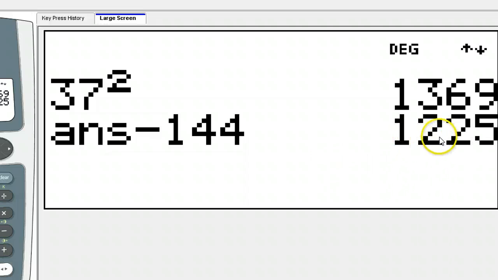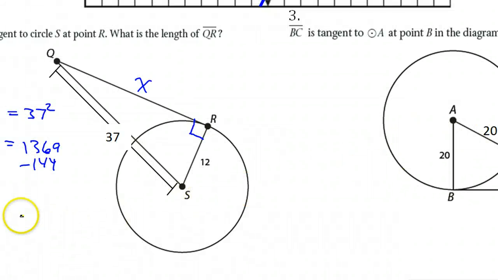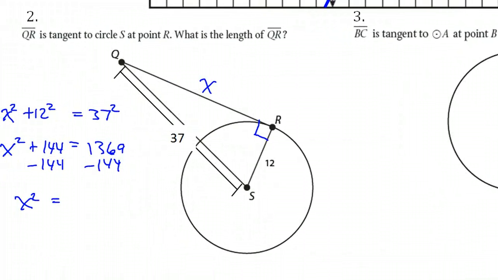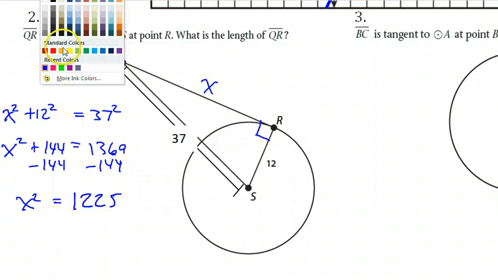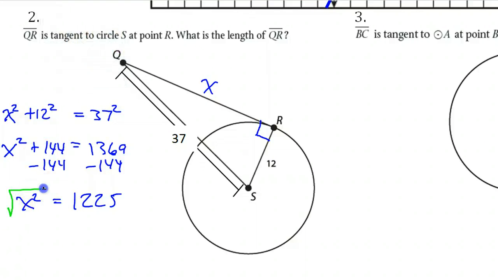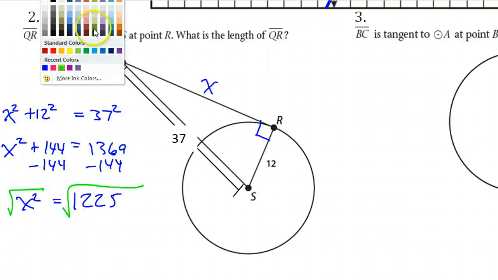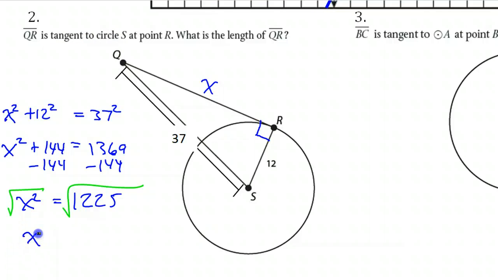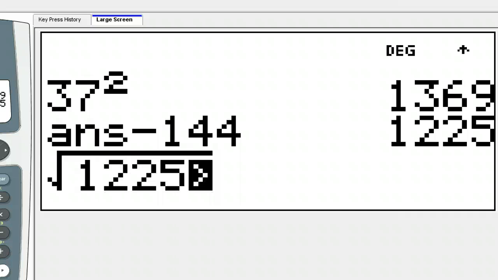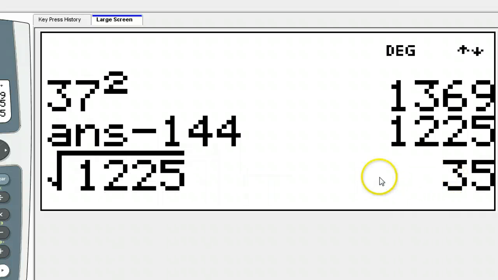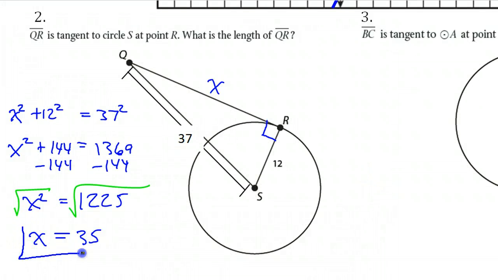Okay, that's 1,225. Now I need to take the square root of both sides. Alright, so the square root of 1,225. And that's 35. Alright, so that is the answer to number 2.